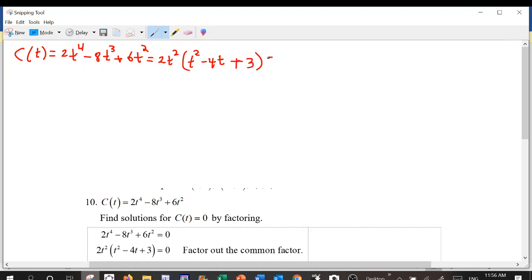All right, now we can factor even more. So we have 2t squared, and then we have 2 factors, and I think everybody knows how to factor that. We need 2 numbers that multiply to give positive 3 and add to give negative 4.